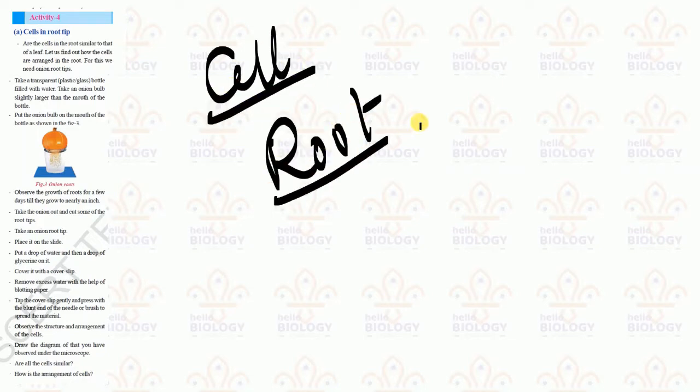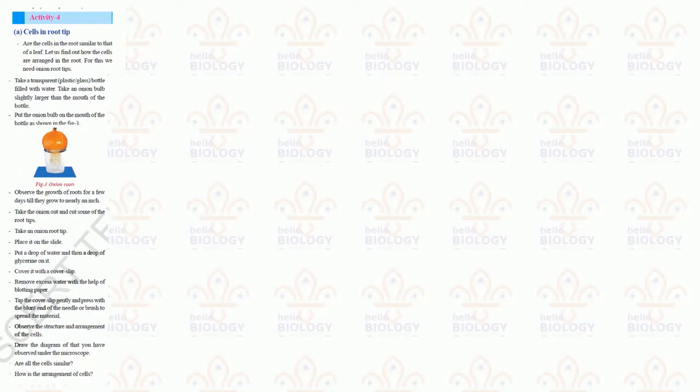Cells in root tip means here you can see one image of the activity. You can see an onion. So what it is revealing here is whether cells in the root are similar to those of a leaf. Let us find how the cells are arranged in the root. For this we need onion roots. So first we need to bring an onion here. First we need to take a plain glass bottle.